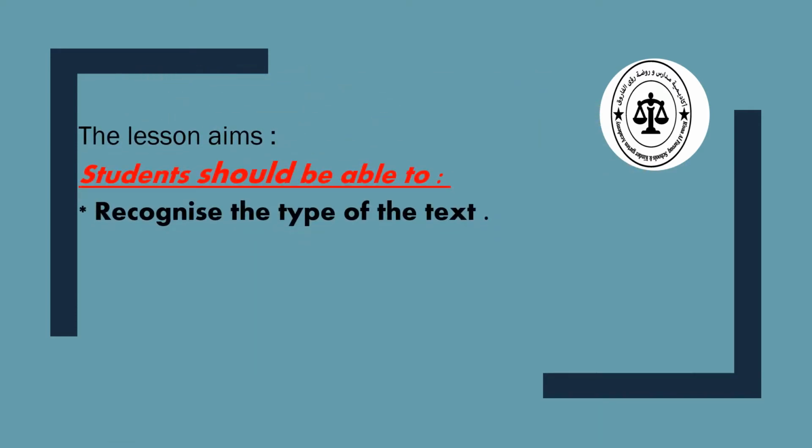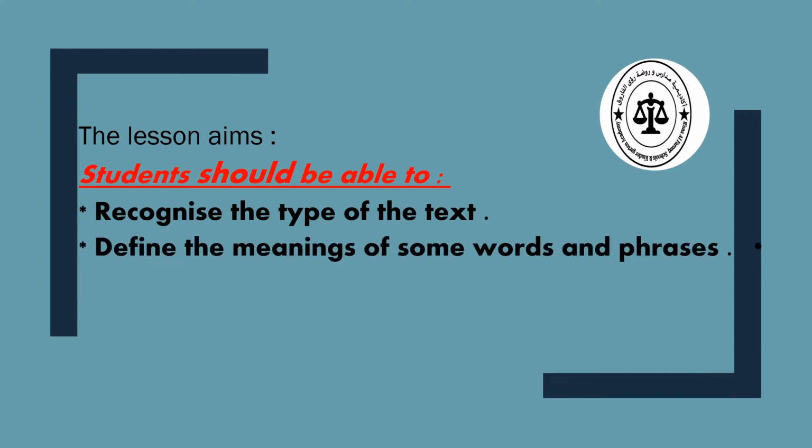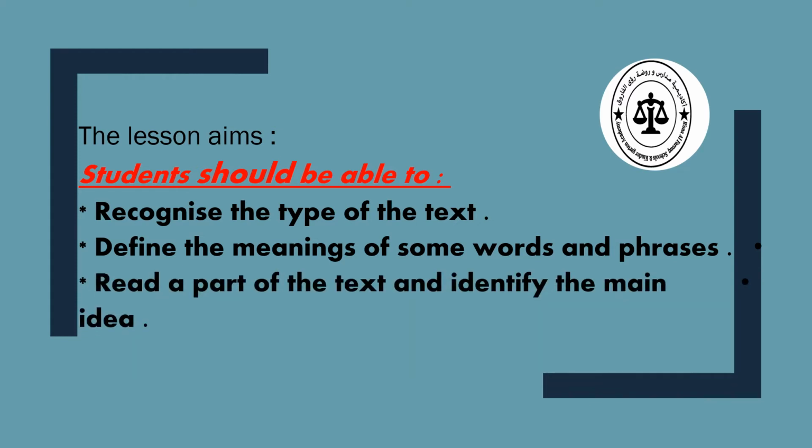Now in this lesson you are going to identify the type of the text that you are going to read. وأكيد التكست اللي بدنا نقرأه راح يكون فيه suspense يعني راح ناخذ من عنوان هاي الوحدة. Then you are going to define the meanings of some words and phrases, and the last step you are going to read a part of the text and identify the main idea.